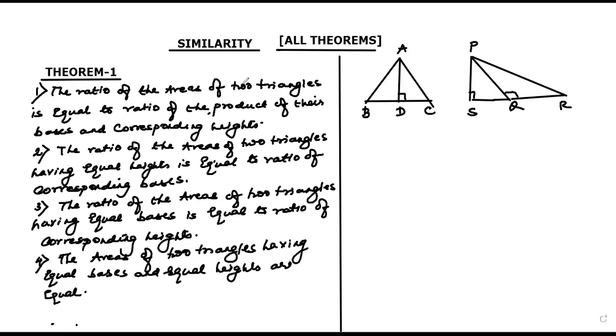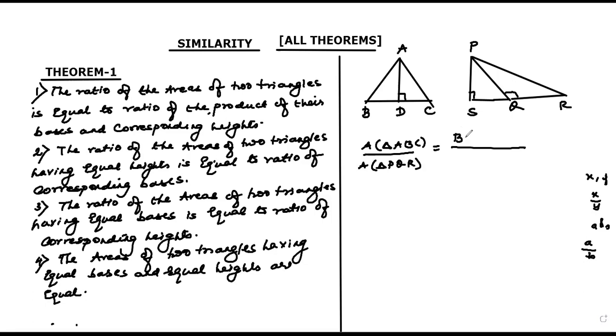Now what you're saying, ratio of the areas of the two triangles. You know the meaning of ratio. Ratio of X and Y is X upon Y. Ratio of A and B is A upon B. Just like that. Ratio of the areas of two triangles, that is, area of triangle ABC upon area of triangle PQR. Ratio of the areas of two triangles is equal to ratio of the product of the bases and corresponding heights. Like base is the BC, corresponding height AD.